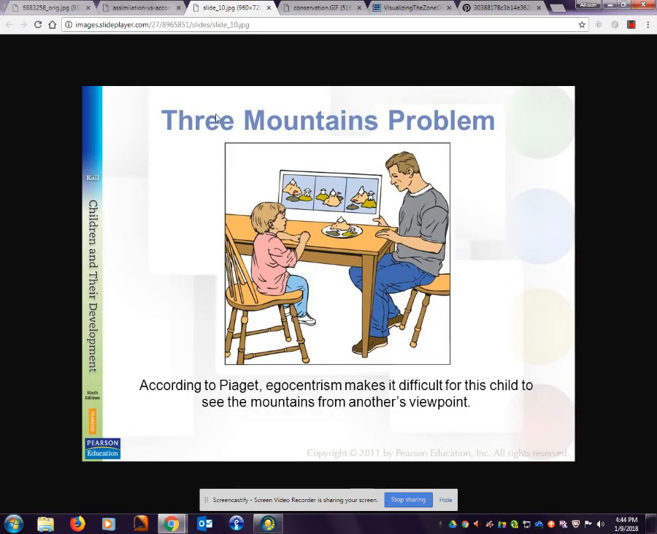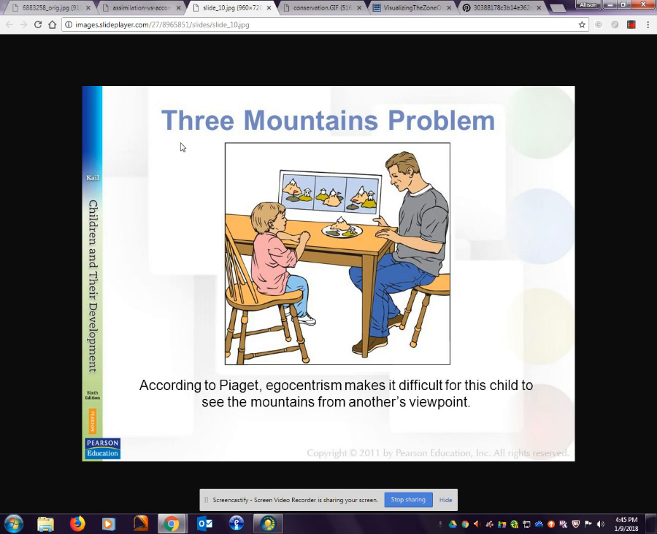What he did was he used a problem, a three mountains problem. He had a boy sit and showed him three mountains. You can see they're in different order. In this case, this one looks pretty flat. Then he said, okay, I want you to imagine that you're this man. So he would be sitting here. I want you to imagine you're me. What do I see? And oftentimes children in this stage were not able to see what this person could see.